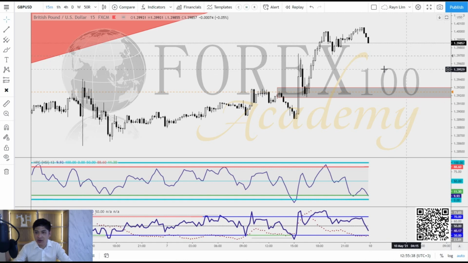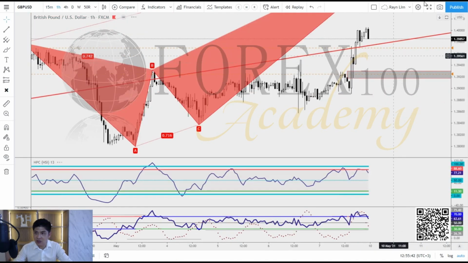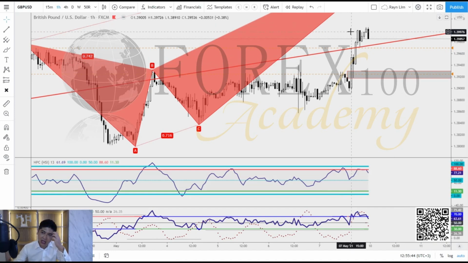So there are some traders who will hit in, short it all the way down, buy it all the way up, further extend it to the crab pattern. Well, you can do that. I leave that to you.